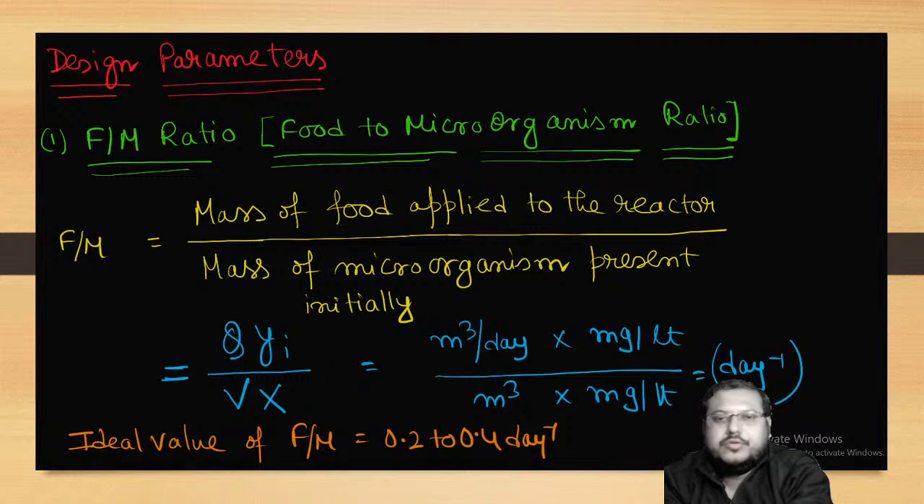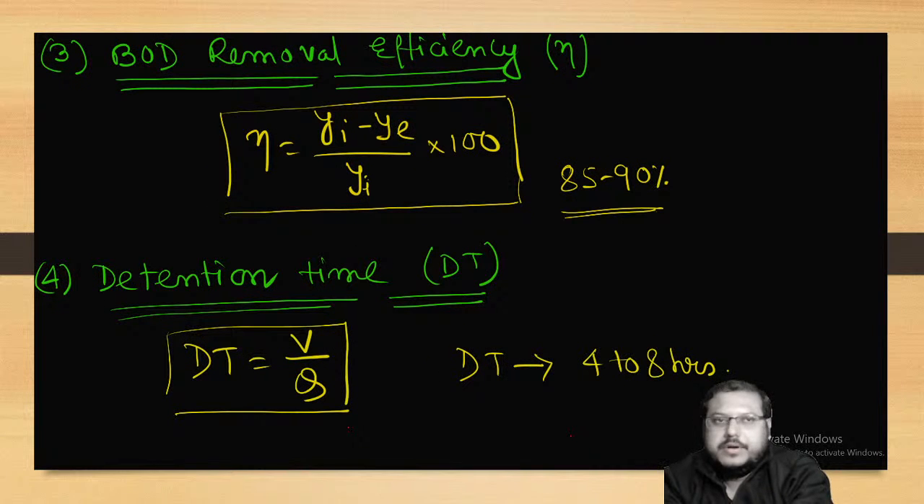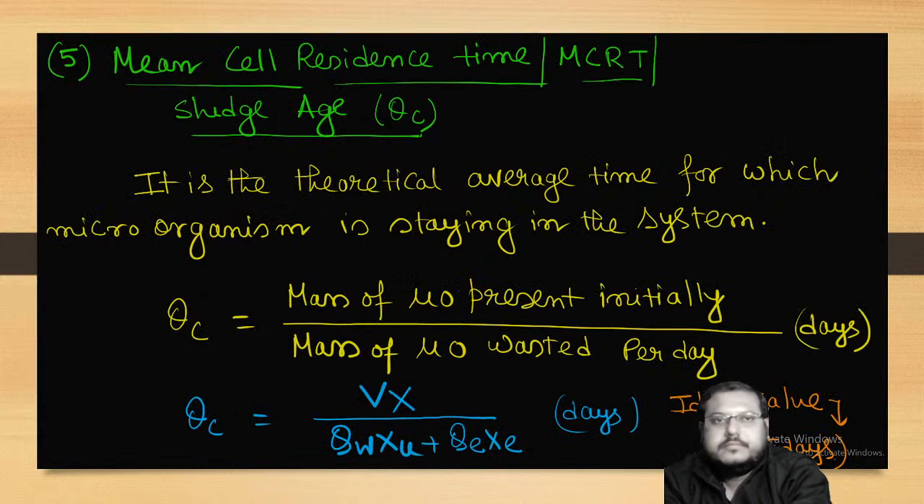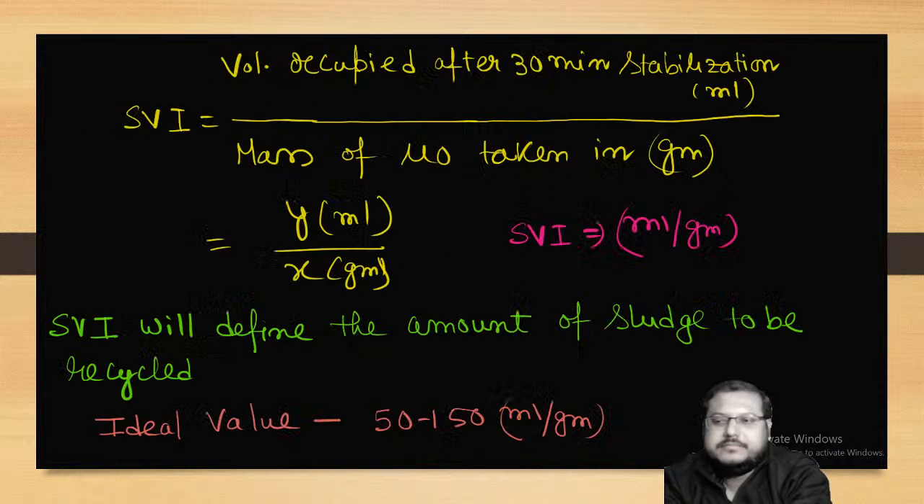So for F by M, Q will be in meter cube per day, YI will be in milligram per liter, V will be in meter cube, X is in milligram per liter. BOD loading rate or organic loading rate or volumetric loading rate is VL. Removal efficiency, detention time, everything is there. Mean cell residence time, or theta c, or MCRT, is defined. Sludge volume index, and the importance of sludge volume index, is also discussed.